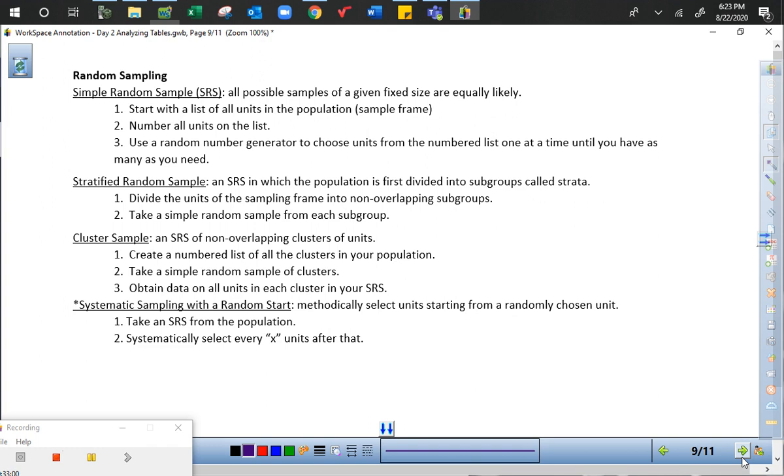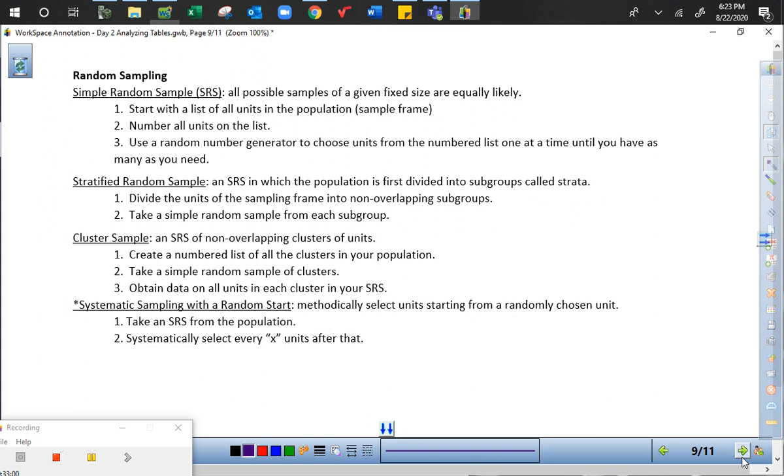Well, instead, we can start with a list of all units in the population, and they call that the sampling frame, number them, and then use a random number generator. We have those on our calculator to choose units from the numbered list one at a time until you have as many as you need. So say you want 50 in your sample, you would pick a random number 50 times, go choose them. So instead of picking coordinates for the farms, you could have just numbered all the farms, 1 through however many there are, used the random number generator and chose them that way, and that would have been more fair.